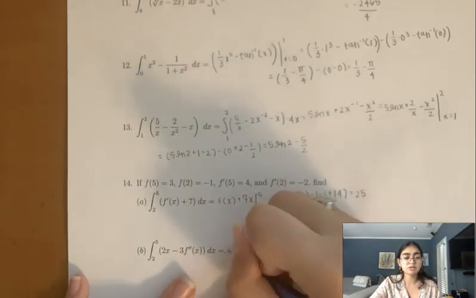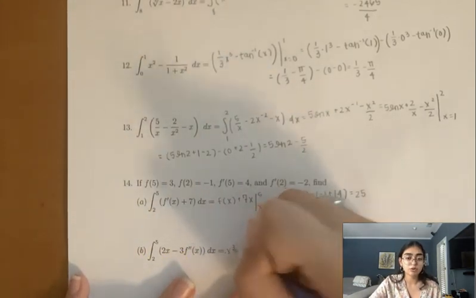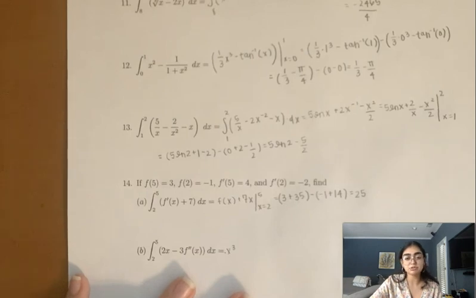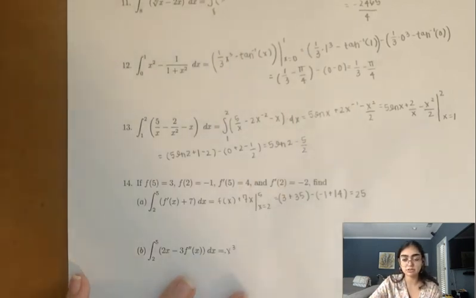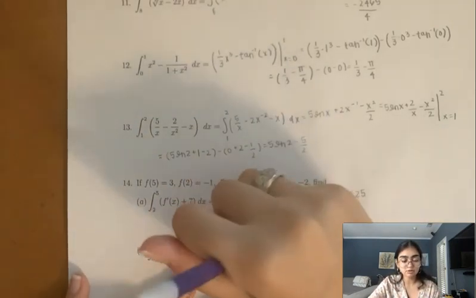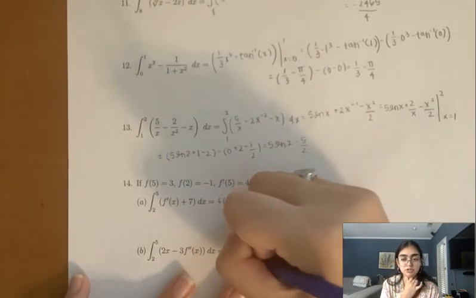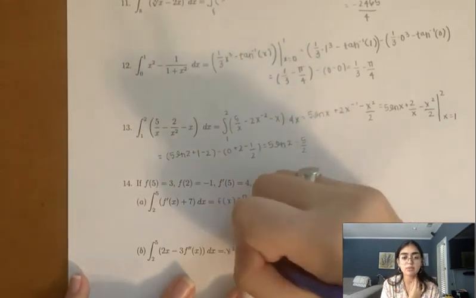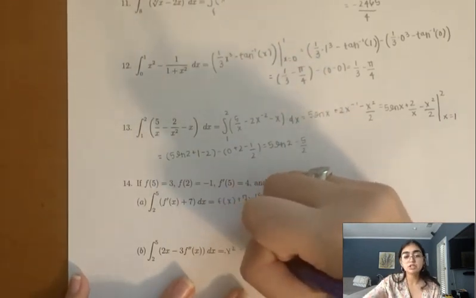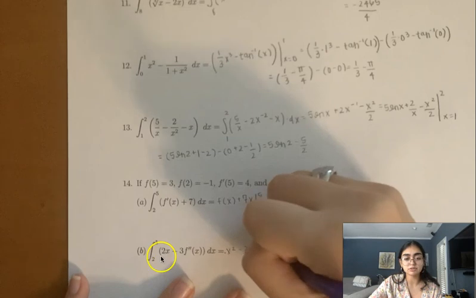Part B of 14 is very similar. We're going to first do the power rule on 2x, which is going to give us x cubed. Or sorry, x squared. It's going to give us x squared because we add 1 to the original exponent, which gives us x squared, and then divide by 2, which cancels out that original 2, which just leaves us with x squared.